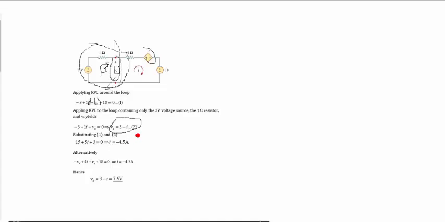So minus 4.5 amps. Once you have this answer, note that we are still looking for Vx. Vx is 3 minus the current value. The current value we found is minus 4.5. 3 minus minus 4.5 is equal to 7.5 volts.